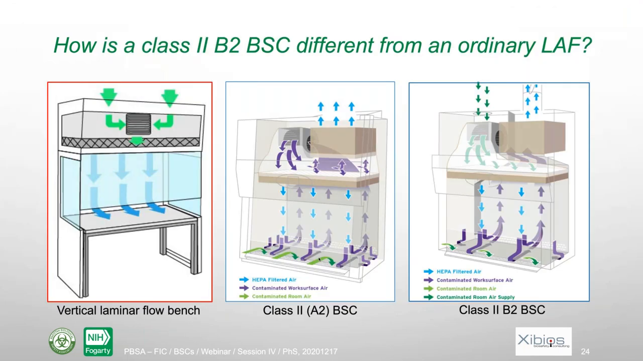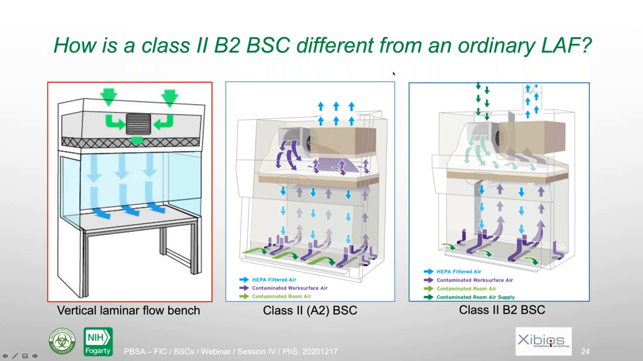The next question is a little bit tricky. How is a class 2 B2 biosafety cabinet different from an ordinary laminar airflow bench? Actually, all those cabinets have a laminar flow. In a laminar flow bench, it's only a laminar airflow. The air is pushed in a laminar way over a working space. With a class 2 A2, a normal class 2 biosafety cabinet, you also have that, but this is done by sucking the air at the entrance here and sending it back there, with some air sent in the other direction. So it becomes more complex, but you also have the laminar airflow. The main difference is that you also have some protective barrier at this level.